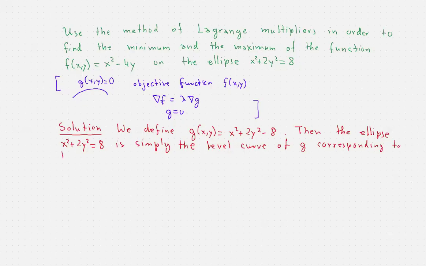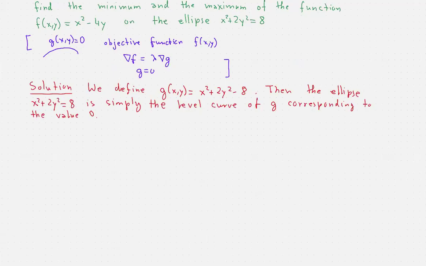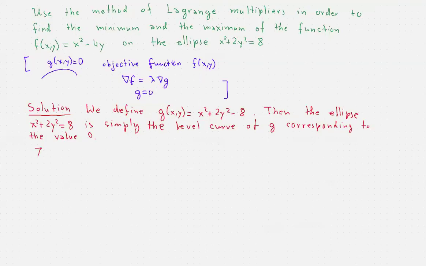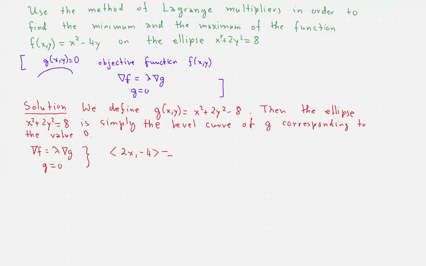Okay, so now let's apply our method of Lagrange multipliers. The system should be that the gradient of f should be lambda times the gradient of g, and g should be equal to 0. And of course, this means that the gradient of f, which is 2x comma negative 4, should be equal to lambda times the gradient of g, which is 2x comma 4y. And of course, we shouldn't forget that we have to be on the curve, so x squared plus 2y squared should be equal to 8.